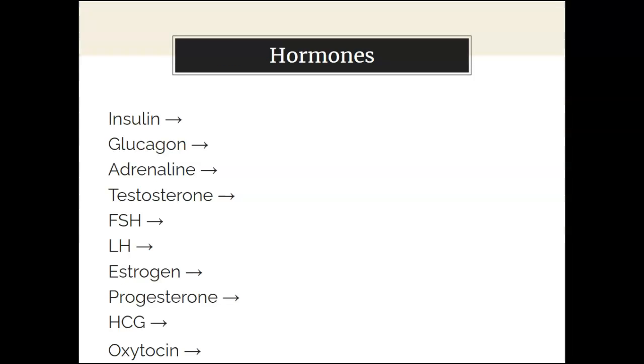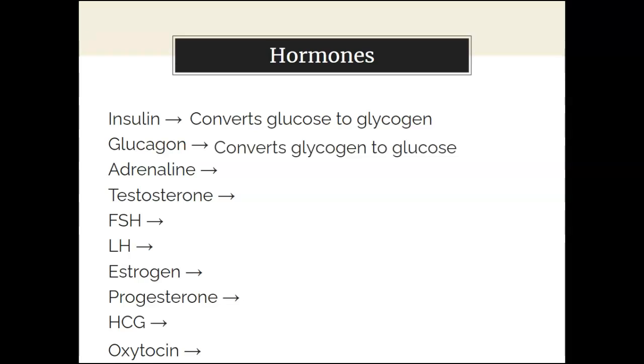Continuing on, these are most of the hormones that you will need to know. Insulin converts glucose, blood sugar, to glycogen. Glucagon does the opposite. So insulin and glucagon are inverse of each other. This is how you maintain your blood sugar in your body. If you have too much sugar, insulin will convert it to glycogen, which can be stored in a much easier way, and then when your blood sugar is low, glucagon comes in and converts glycogen to glucose so that you can use that sugar.